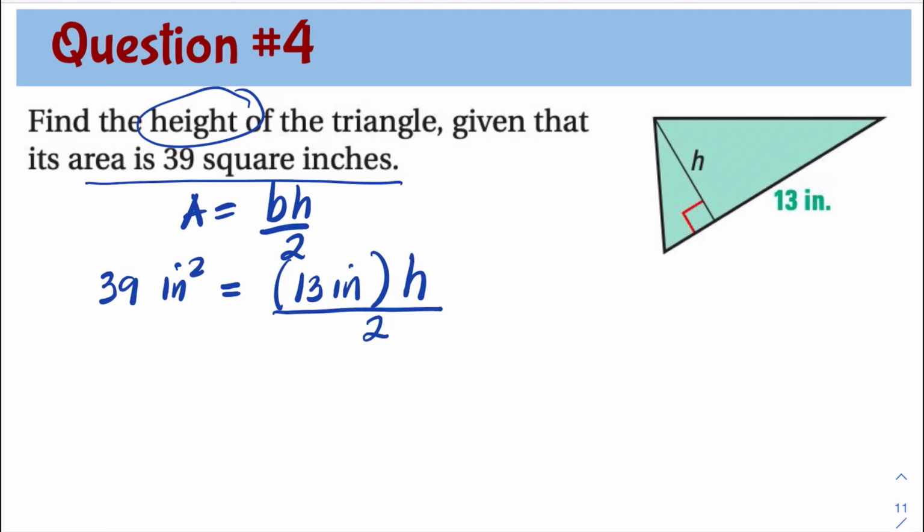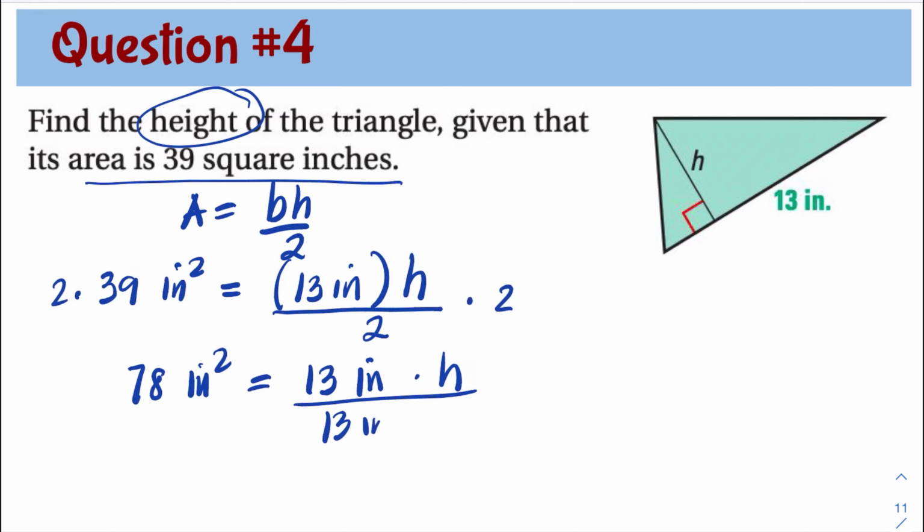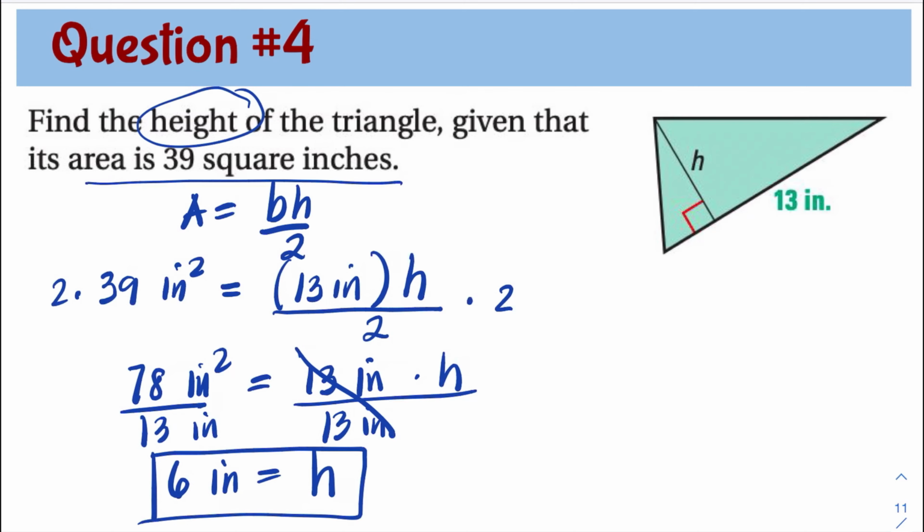So now, to solve for the h, we can multiply first both sides by 2. So this becomes now 78 inches square is equal to 13 inches, and then times the height. Now we can divide both sides by 13 inches. So the right side, 13 divided by 13, can be cancelled out. So right side is just the h variable, or the height. 78 divided by 13 is 6. And inches square divided by inch is just inch. So the height in this triangle is 6 inches.